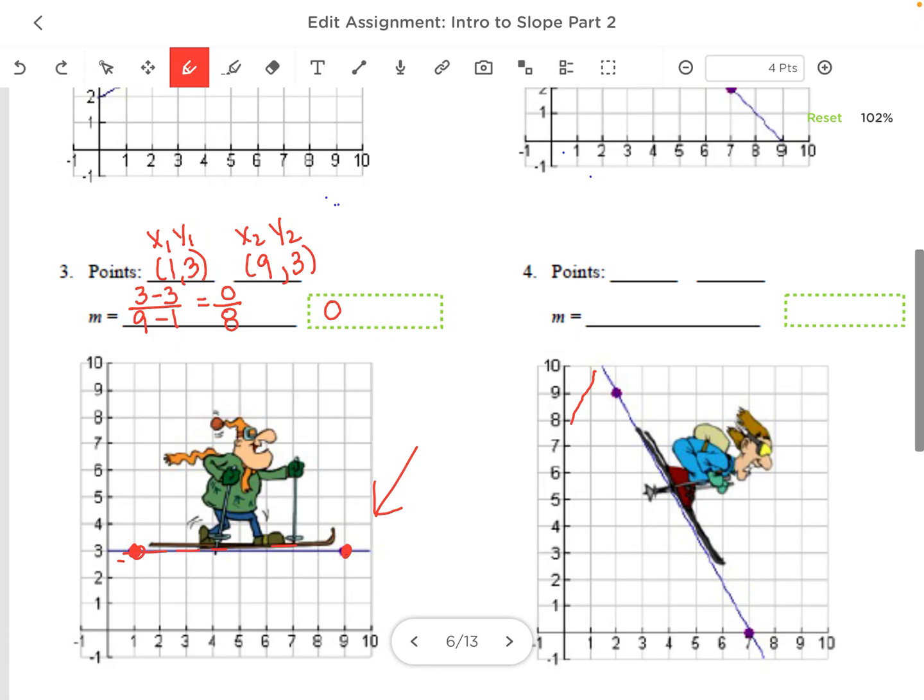So for all the rest of the problems on this slide and the next slide, I want you to do it by finding the 2 points and calculating it, but then you can also check graphically that your answer makes sense.